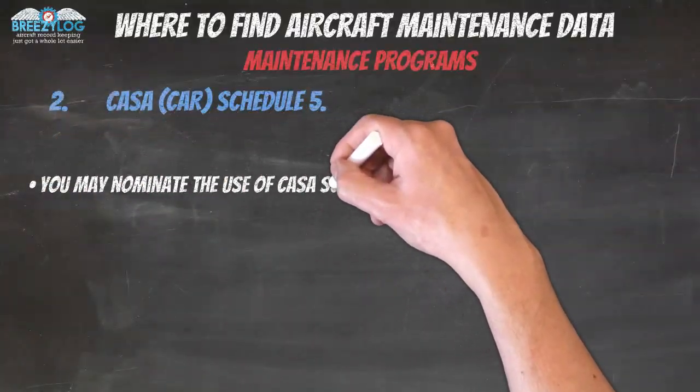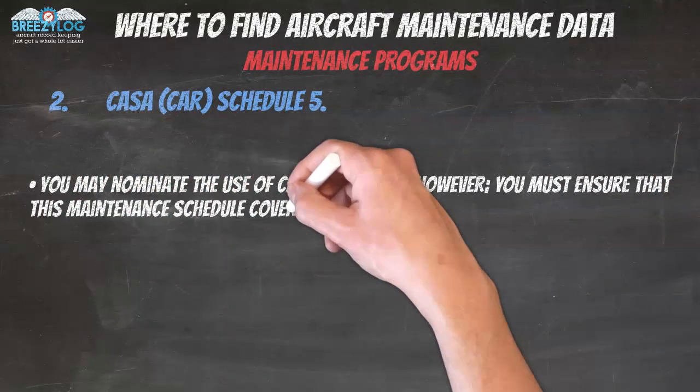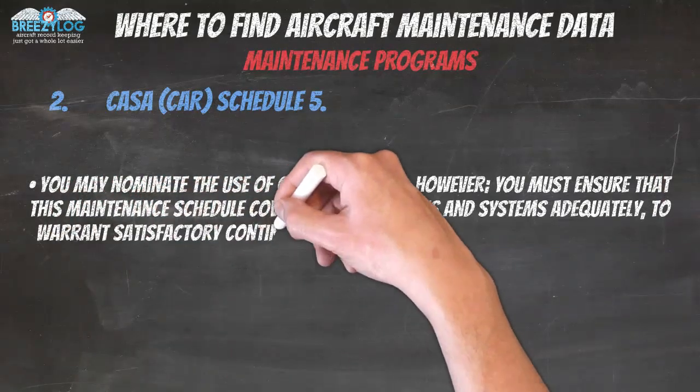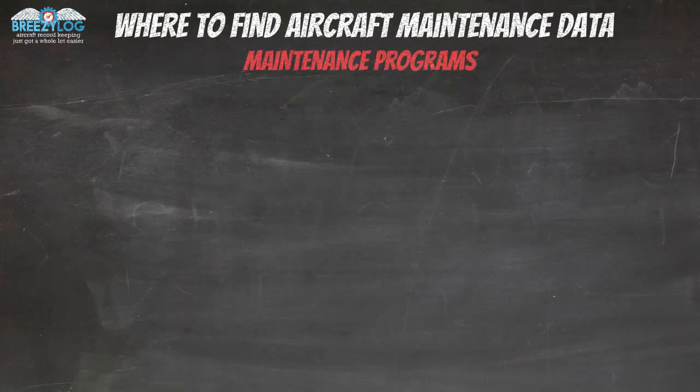You may nominate the use of CASA Schedule 5, however, you must ensure that this maintenance schedule covers all components and systems adequately to warrant satisfactory continuing airworthiness for your specific aircraft.